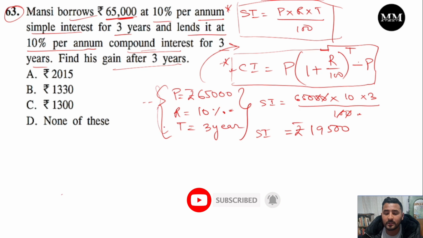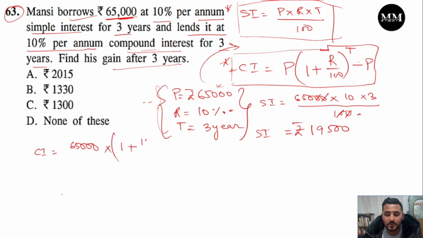Use these values only. Let us find compound interest now. Here CI will be how much? P we already know, that is 65,000 again, into 1 plus rate 10% again, 10 by 100. Time is 3, so to the power 3. Minus again the principal, 65,000. Again we start with the cancellation. 0 and 0 will get cancelled, and inside you get 10 into 1 is 10, plus 1 will be 11 by 10, to the power 3.